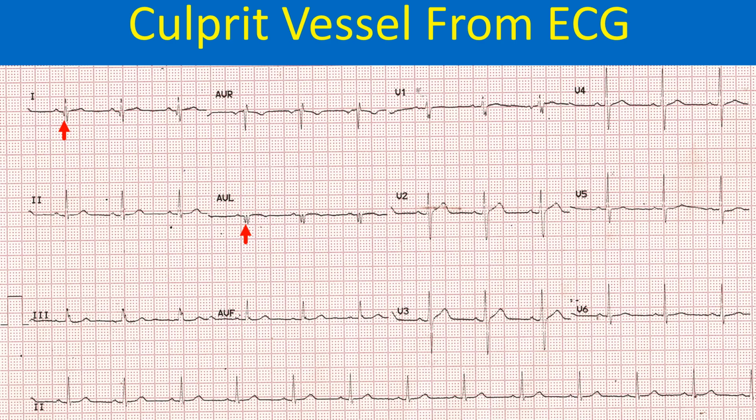This ECG shows high lateral wall infarction with Q waves in 1 and AVL but not in V5 or V6. Curved ST segment elevation, minimal and shallow T wave inversion are seen in AVL. This could be due to occlusion of a diagonal branch of left anterior descending coronary artery or an obtuse marginal branch of the left circumflex coronary artery.